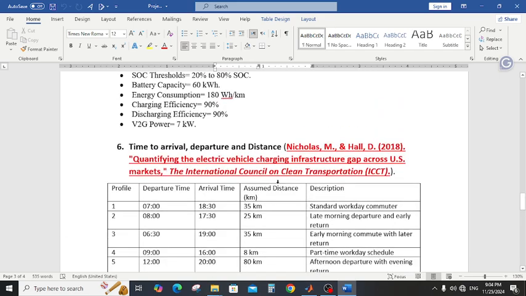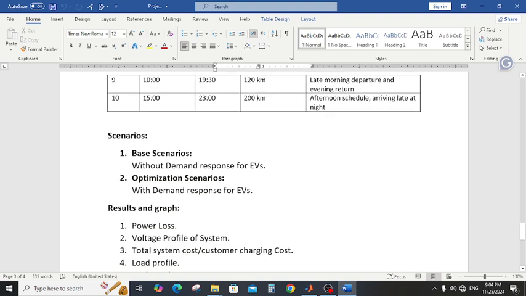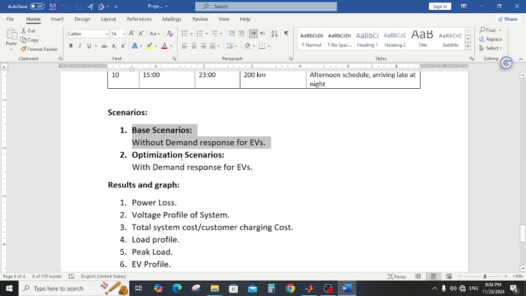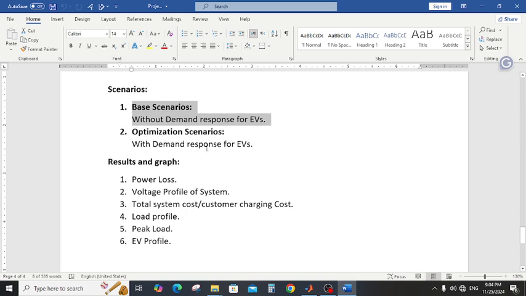After we finish the inputs and assumptions, now we have two cases to compare. The first one is the base scenario, a case without demand response for EVs, electric vehicles. The second one is the optimization scenario with demand response of EVs. In the next video, we will explain the base scenario, and after we finish, we will make other videos to explain the optimization scenario. But before the optimization scenario, we will explain the base scenario and wait for your feedback about it, including any comments or added value on the base scenario and optimization scenario.